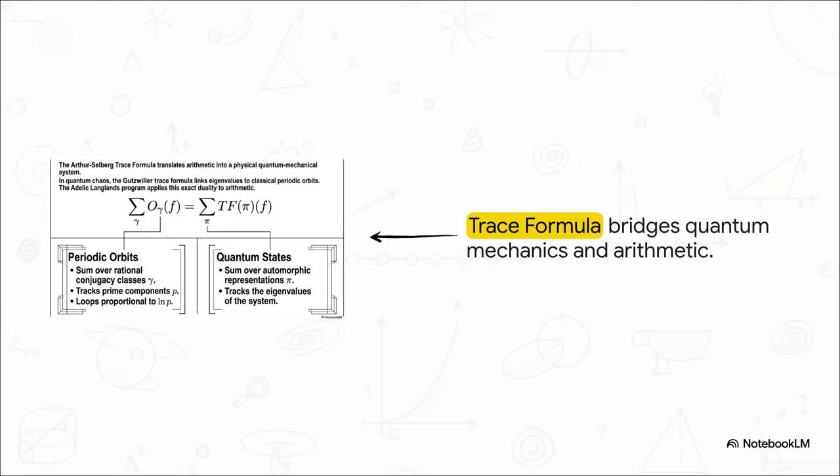Before we actually start building the operator, we've got to understand the fundamental duality that makes this whole framework possible. We are essentially translating prime numbers into the language of quantum physics. Take a look at the Arthur-Selberg trace formula right here. If you're familiar with quantum chaos, you know the Gutzwiller trace formula links the system's quantum mechanical spectrum to its classical periodic orbits. Well, what you're looking at here is the exact mathematical mirror of that, just for arithmetic.